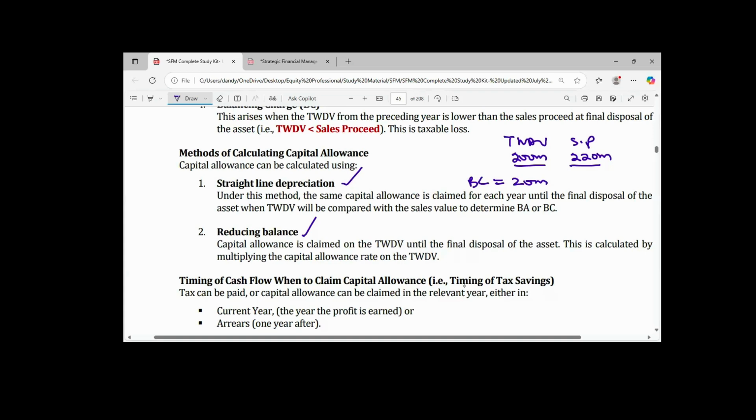Then, if you are using the reducing balance method, in the first year, you are going to multiply the annual allowance rate on the cost of the asset. Then subsequently, you are going to be multiplying the annual allowance rate on the tax written down value. Okay, so that's just the difference between the straight line and the reducing balance basis. All right, so that is that.